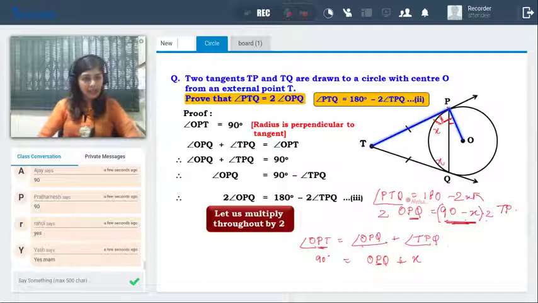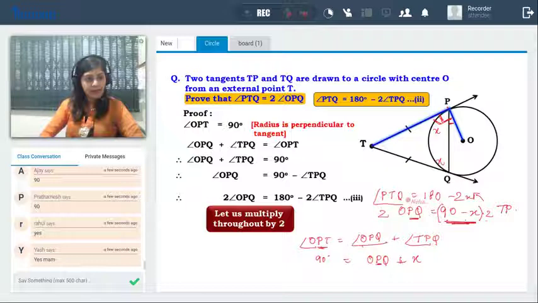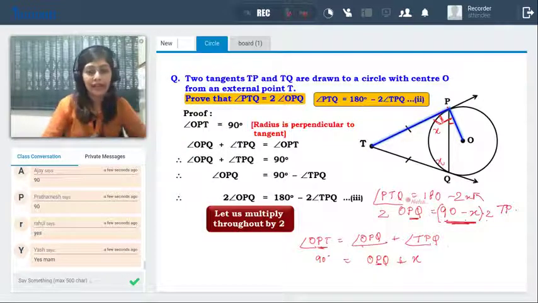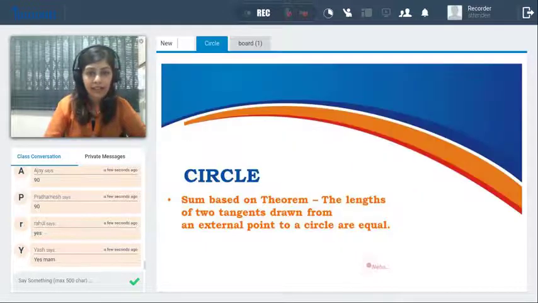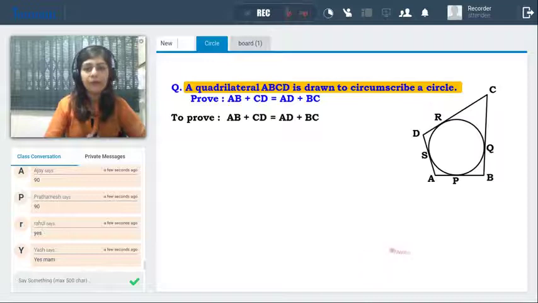Okay, all right, thanks Rahul. Okay, yes, Yash. All right, that's perfect. Okay. All right, so I believe no doubts, right? So we move ahead. Students, let's move to the next sum. All right, so we move to the next sum now.